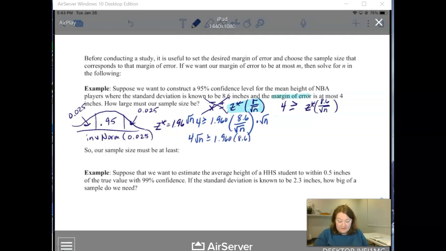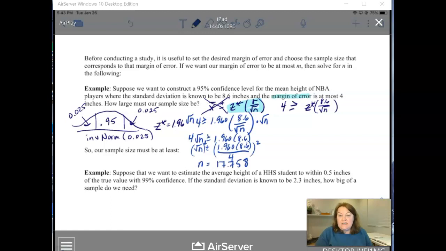So let's get square root of n by itself first. Square root of n is greater than or equal to 1.960 times 8.6, all divided by 4. And then the last thing is, if I want to get n by itself, I have to take all of this and square it. Grabbing my calculator, I'm going to do all of that calculation first: 1.960 times 8.6 divided by 4. Get my answer there and then square it. I am getting 17.758.